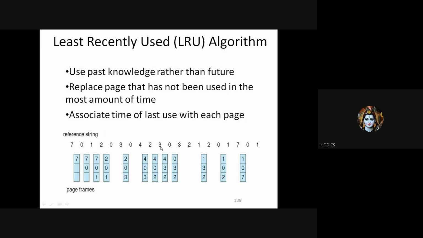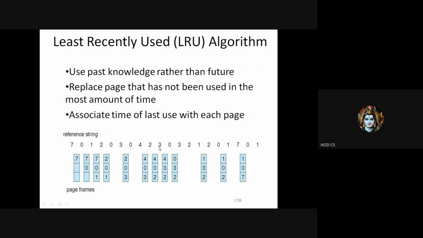Now take 3. You can find out 2 is here, 4 is here, 0 is here. Replace it with 3. Now you take 0. What is in the farthest? 3, 2 and 4. So replace it with 0. 3, 3 is available here. 2, 2 is available here.